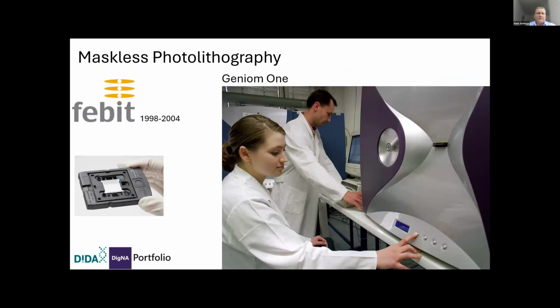Roughly at the same time, there was a company in Germany that also got on the bandwagon of mask photolithography. It was called Febit. They didn't make it for very long, and there's not a whole lot of information available anymore about them. But I was able to find a couple of pictures. So again, it's a small piece of glass and some sort of a chamber.